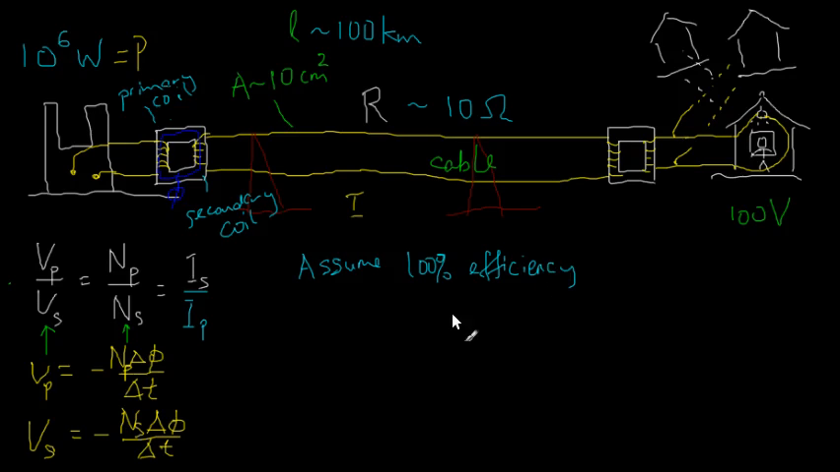Okay, meaning that the electric power going into the primary coil, let me call that P in. Let's say P in is the power going into the primary coil, and P out is the power coming out of the secondary coil.